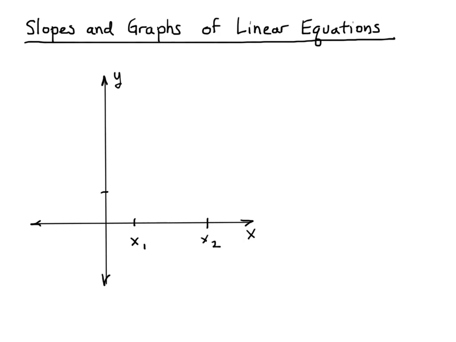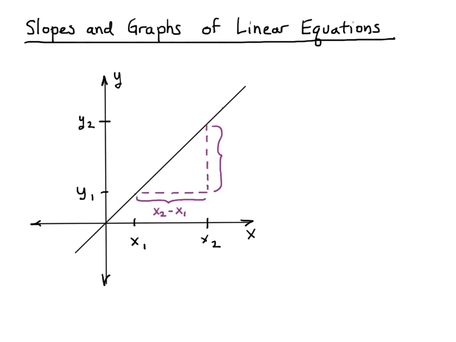Okay, so let's say we have this graph with a line through it, and the line is going to, in this case, go through the origin, but it doesn't really have to. What we want to do first is look at how slanted the line is.